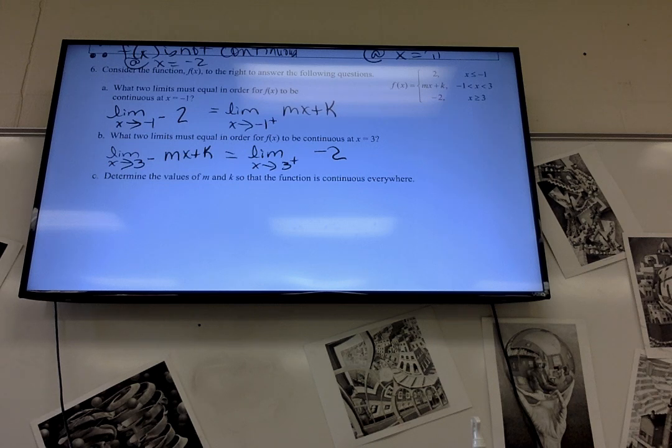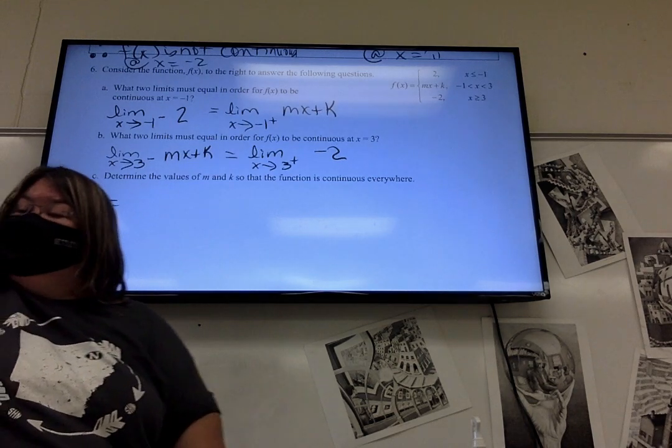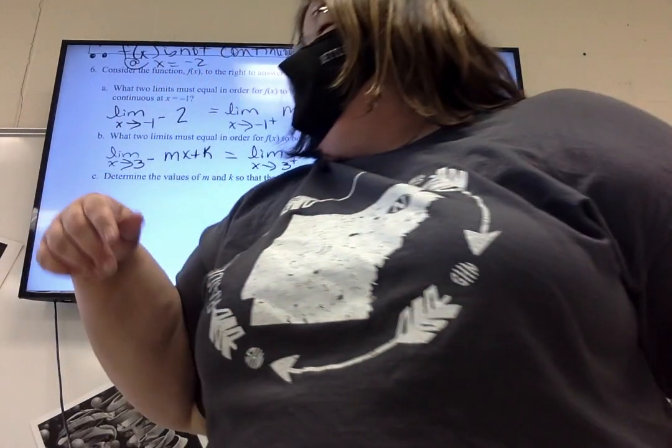And then it says, determine the values of m and k so that the function is continuous everywhere. This is a common question on free response questions. Very common. So what you do is basically, if you look at that top one, you have two limits that are equal to each other. So you would have to say that 2 is going to equal mx plus k, but in for x, you're going to put negative 1.